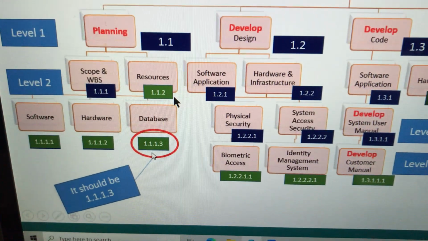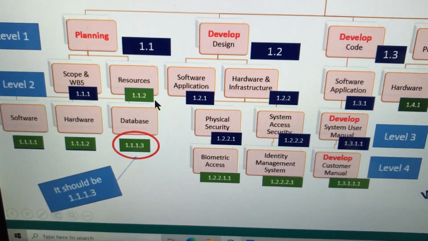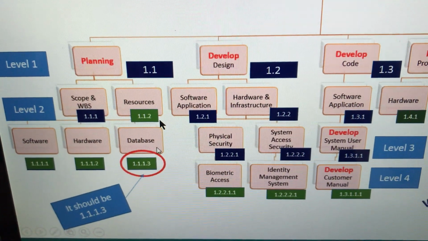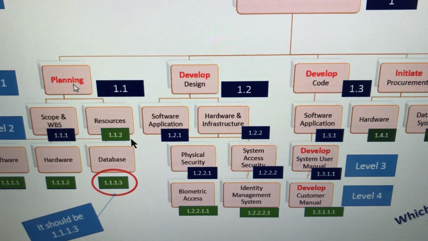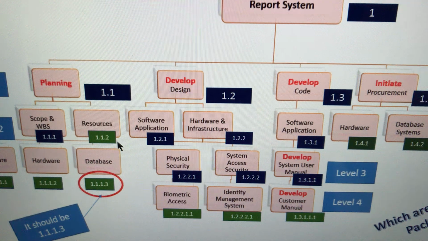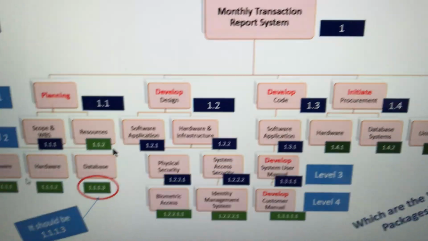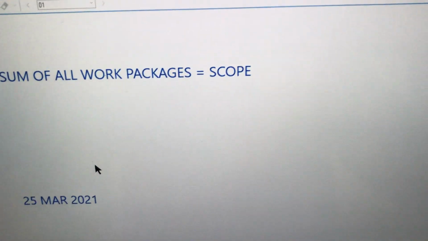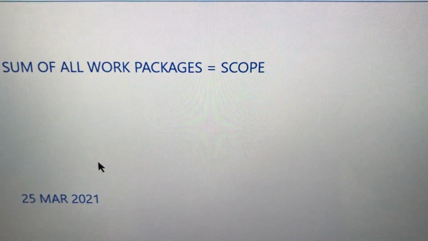If I add the effort of all the work packages only, they will sum up to the scope. Why? Because the sum of children is always a parent, the sum of the peer parents will be the sum of the grandparent, and the sum of all the grandparents will be the great grandparent. So it is enough if you add this sum. Simply remember this equation: sum of all work packages equals scope. That's it.